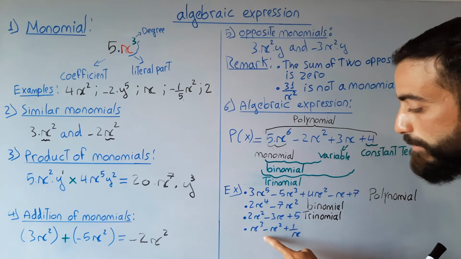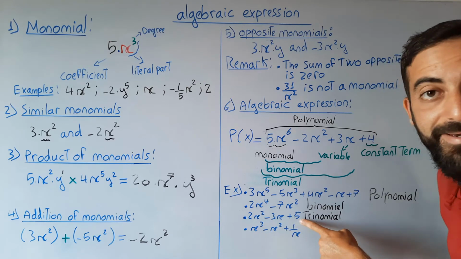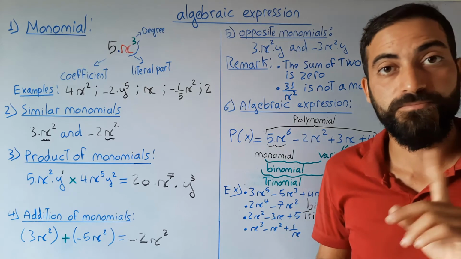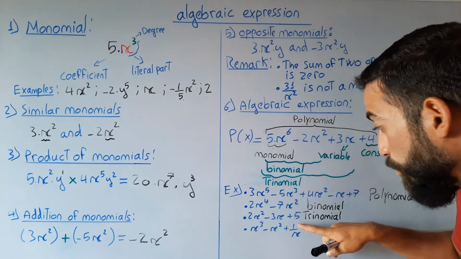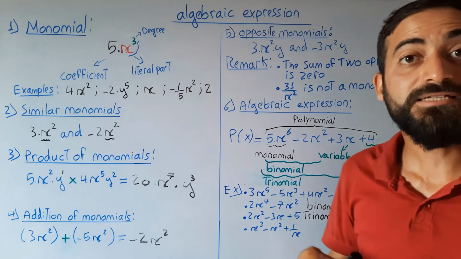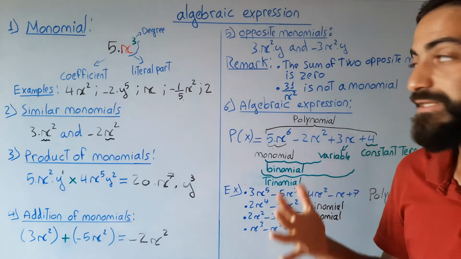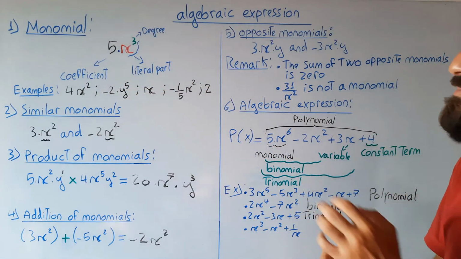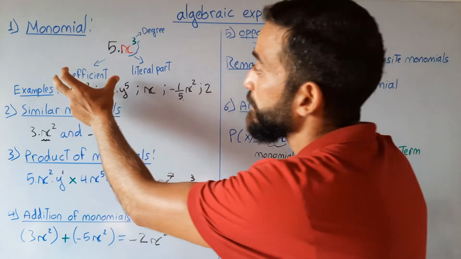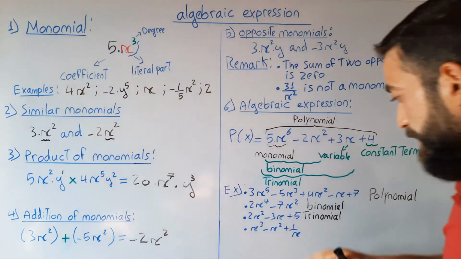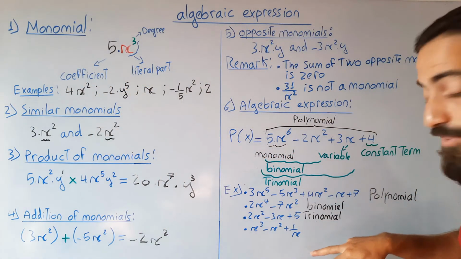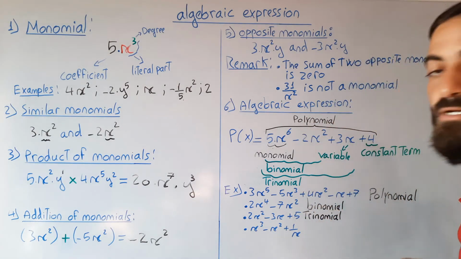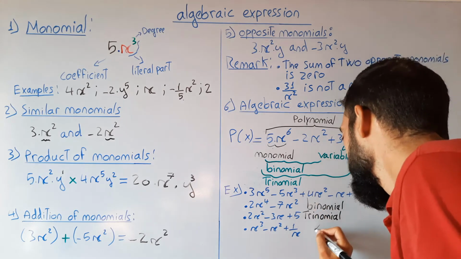x^3 minus x^2 plus 1 over x is not a polynomial because 1 over x is not a monomial. According to the definition of a monomial, it should be a multiplication between the coefficient and the literal part. 1 over x is a division between the coefficient and the literal part, so it is not a polynomial.